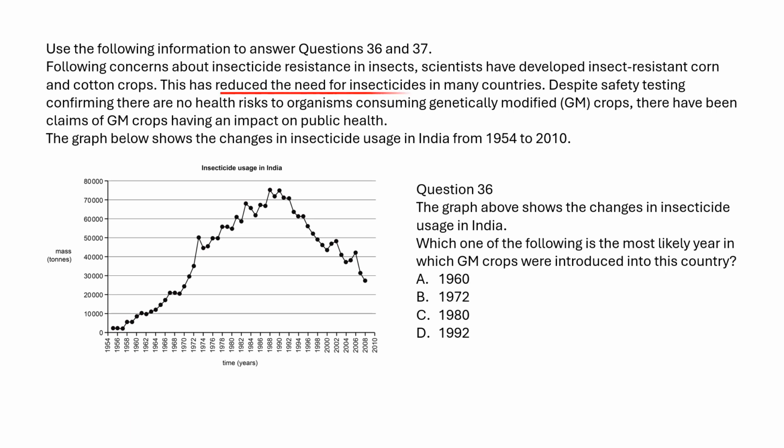GM crops are resistant to insects and reduce insecticide usage. In 1990, the insecticide usage attained peak. In 1992, it decreased. So, GM crops were introduced in 1992.